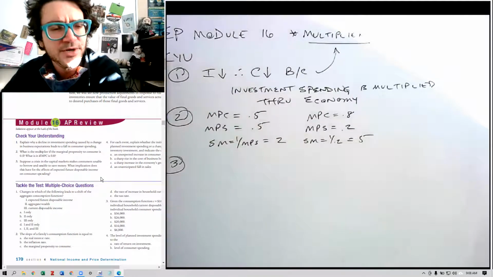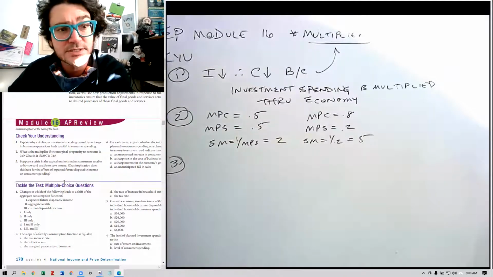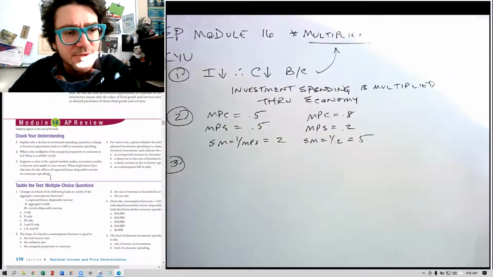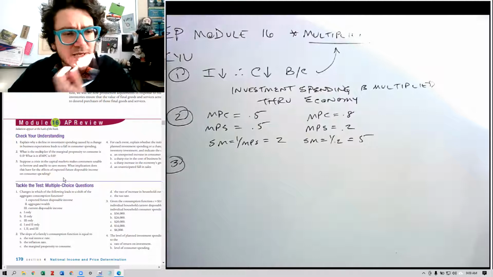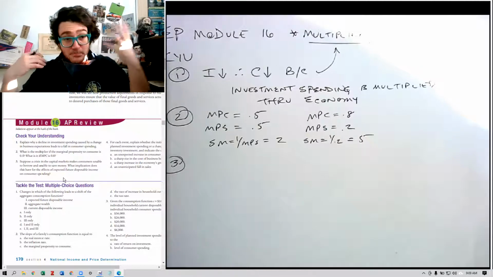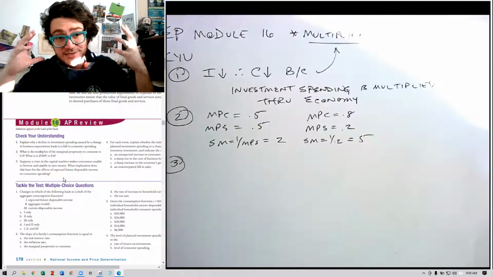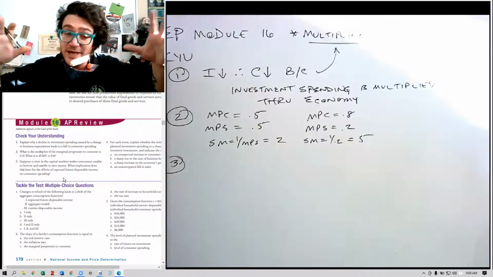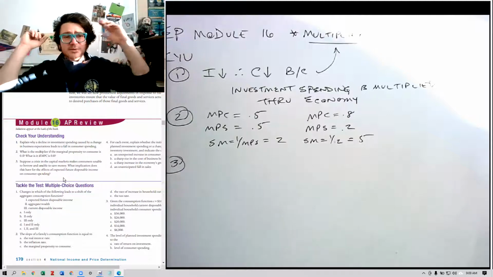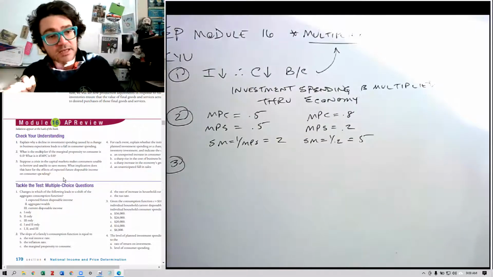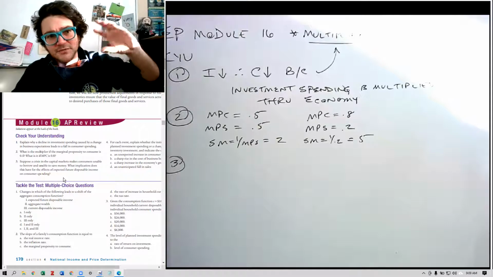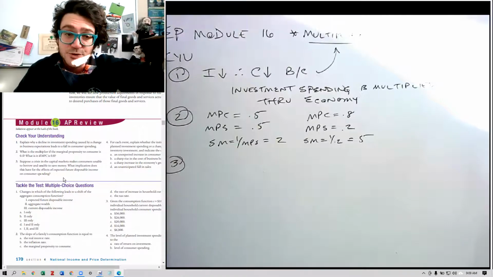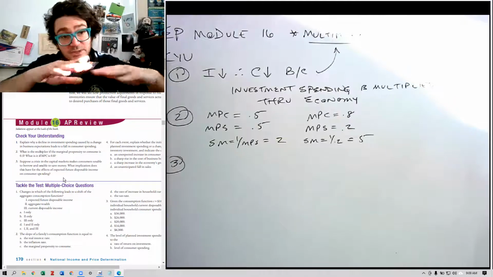Number three. Suppose a crisis in the capital markets makes consumers unable to borrow and unable to save. Whoa. What implication does this have for the effects of expected future disposable income on consumer spending? So if people can't borrow and they can't save, this is a weird situation, but imagine if you can't borrow and you can't save, then every time you're like, I wish I could save, nope, you've got to spend it all. It interrupts this process of borrowing, so you can't borrow more today on the hope that in the future your disposable income will be higher, which is called smoothing out your consumption.